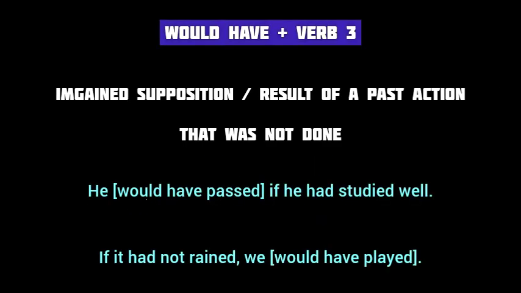Well, up next we have the past modal would have. It shows an imagined supposition or a hypothetical result of a past action that was not done. For example, he would have passed if he had studied well. Here the speaker imagines how the person would have passed if he had studied well, but he did not study well, so he did not pass. If it had not rained, we would have played. Here the speaker means to say that they did not play due to rain, but he also imagines how they would have played if there had been no rain.